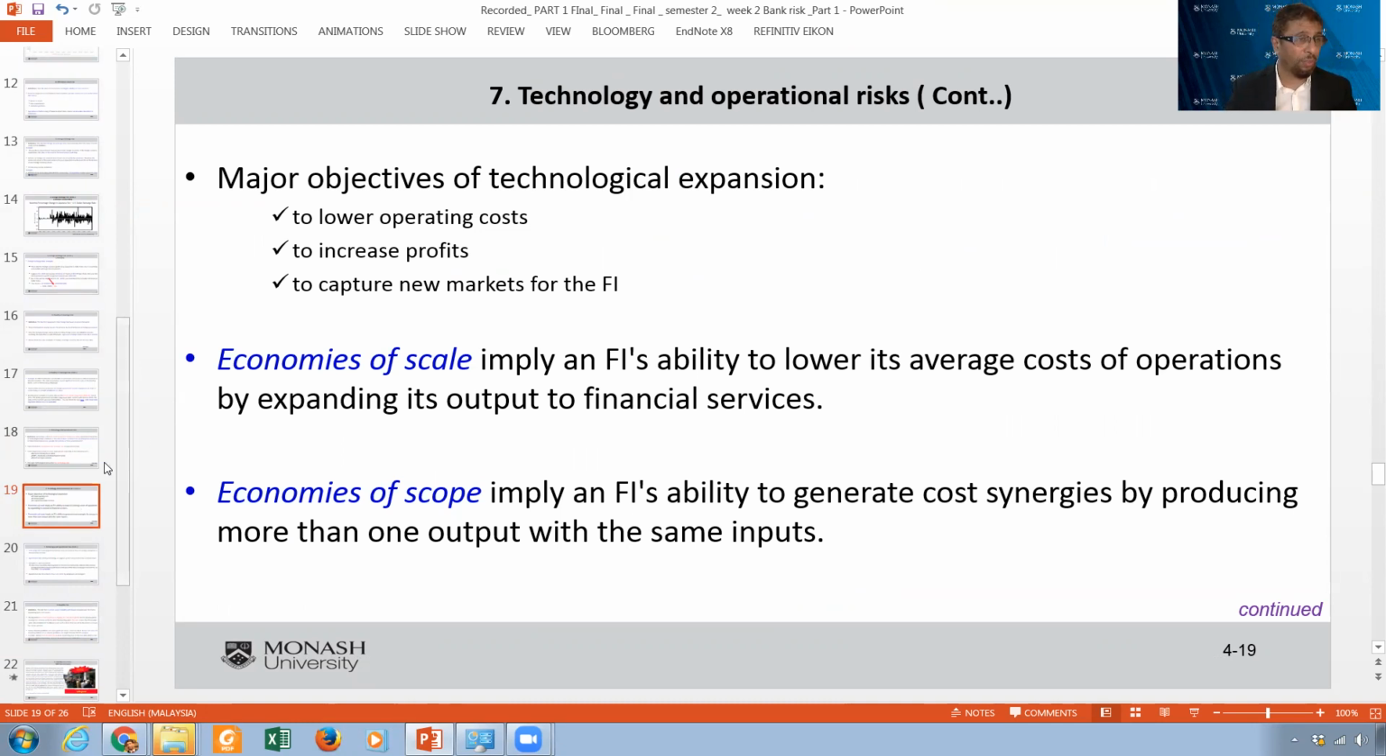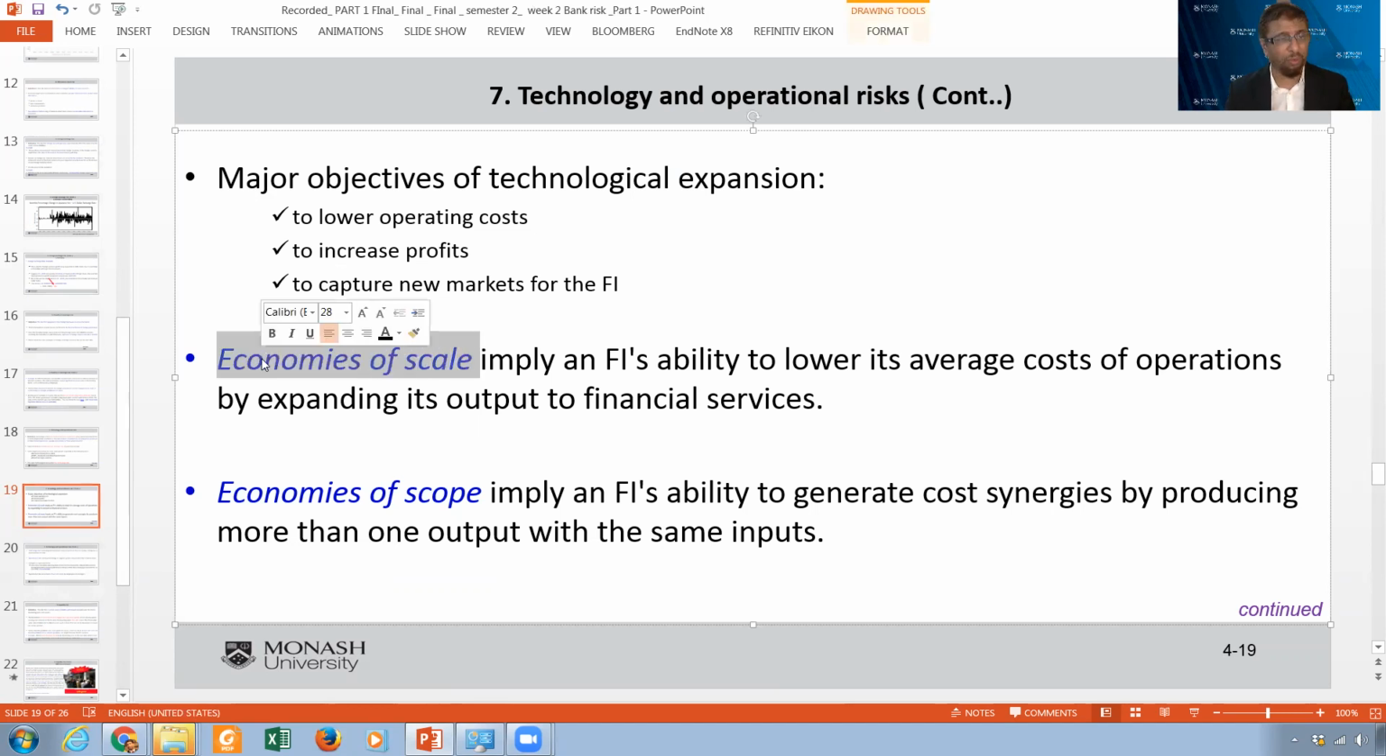So this is one of the problems. Now, we have major objectives of technological expansion. We acquire technology to lower operational costs, to increase profits, or to penetrate new markets. We also build economies of scale, and maybe this is a new term for some of you. Economies of scale imply a financial institution's ability to lower its average cost of operations by expanding its output of financial services, which means they can use the same data with technologies to introduce new products.